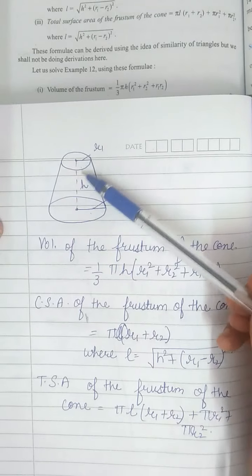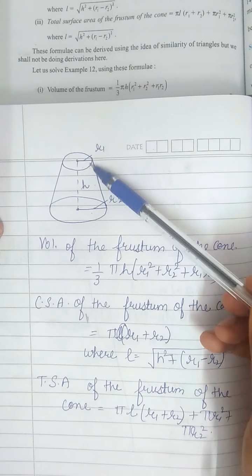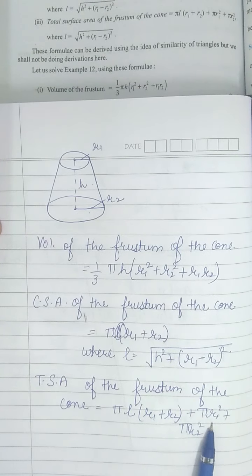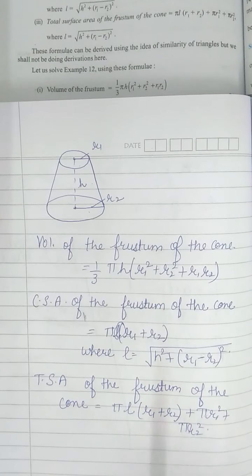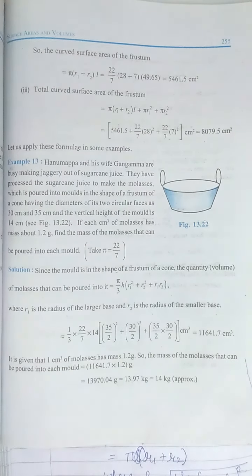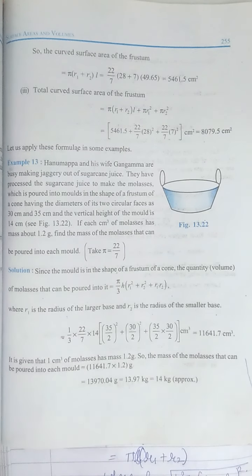So you know very well that this is in the form of a circle, so that's why we use the formula of a circle, area of circle pi r square. Okay, clear? So now let us discuss the example.